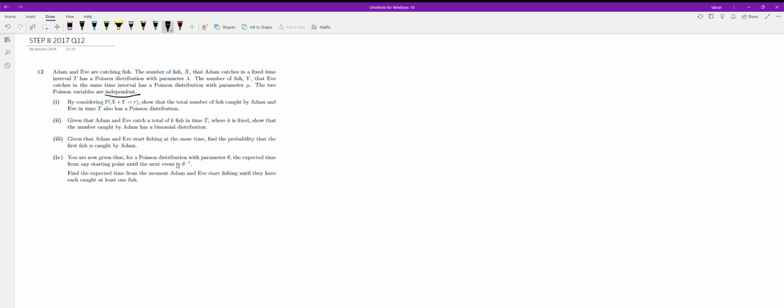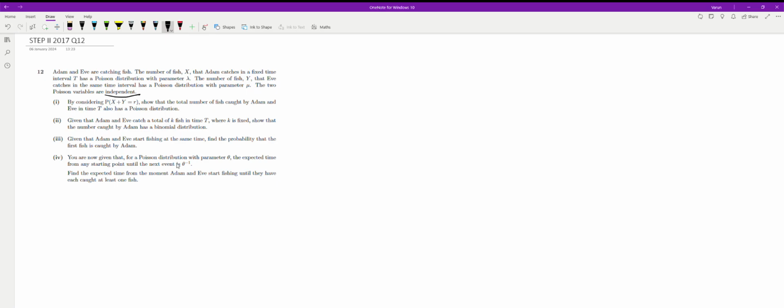So you want the expected time from the moment Adam and Eve start fishing until they've each caught at least one fish. So again, I tried some really weird and wacky stuff, like, for example, setting up maybe a parameter that's like the time taken for them both to have caught at least R fish, and you want the probability that parameter is equal to 1, but you don't need to do that. So the trick here is to sort of split it up into 2 bits.